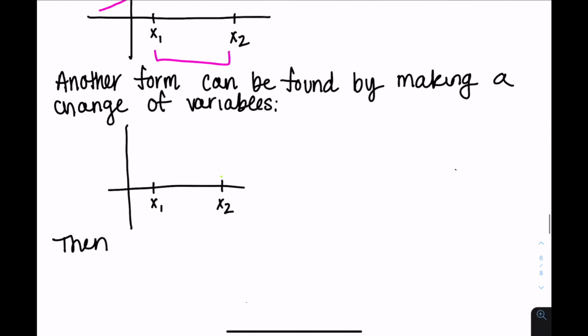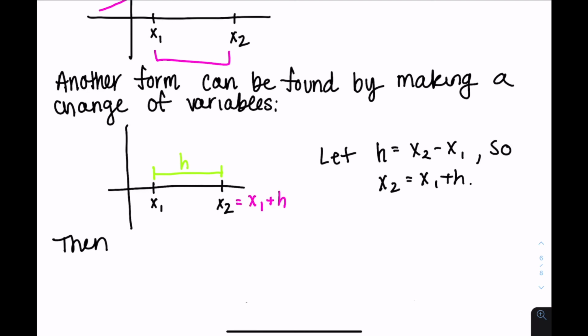Another form we can actually do to find this average rate of change comes from making a change of variables. So really if we look at the two x values, there's some distance between them. I'm going to call it h. So we're going to let h be the difference between these x values. So really what you've done is you've started at x1 and you've added h to it. So you can rearrange this substitution to get x2 is x1 plus h.